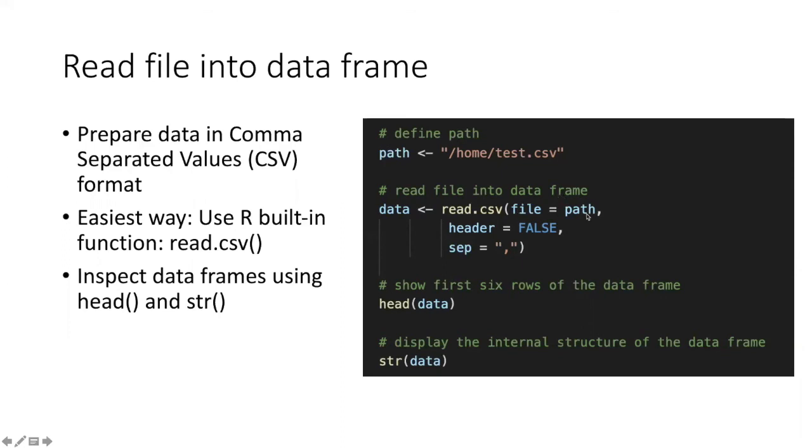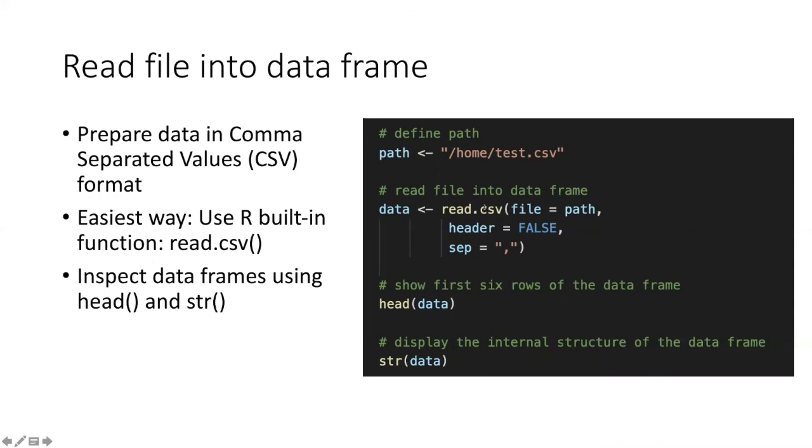There are some optional arguments, some most commonly used ones. If you don't have headers in your CSV file, you can put header equal FALSE. Otherwise, the first row will be automatically read as headers. And then if your data is not comma separated, it's possible it's space separated or slash separated, doesn't matter. You can set the delimiter in this sep option. You can change the comma to anything else. But basically, this is how you read a file into a data frame.